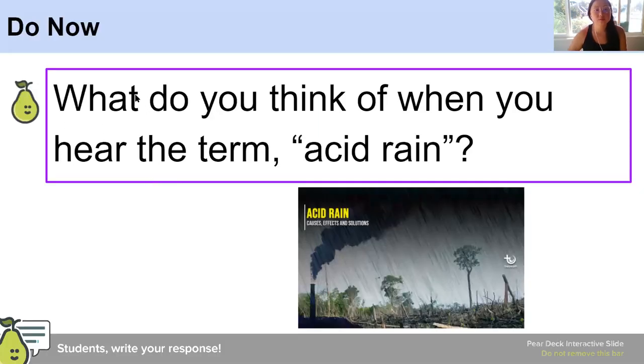So my do now is, what do you think of when you hear the term acid rain? And people put a lot of different answers, such as sulfur dioxide and nitrous oxides. They also think of how it's bad for the environment and in what ways, if it burns.